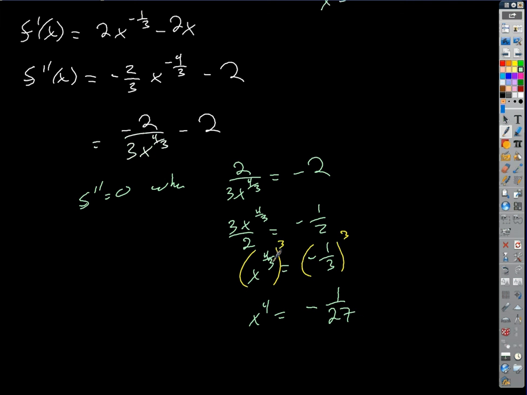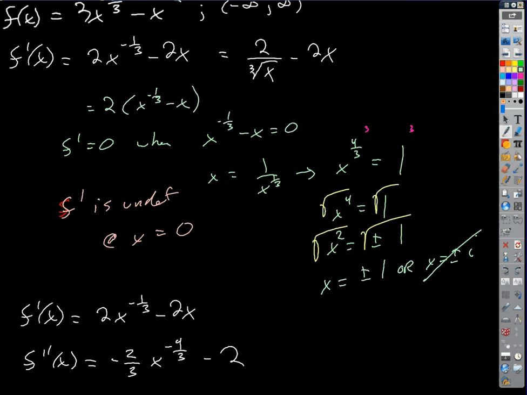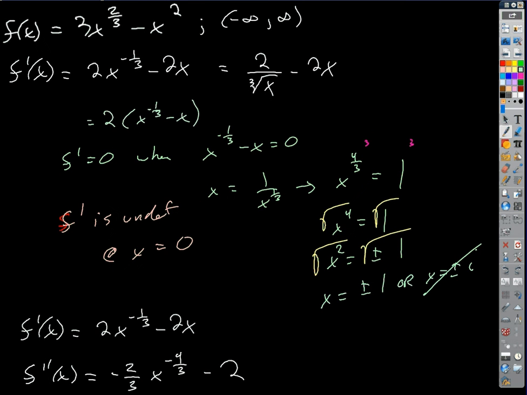If I'm taking both sides to the 3/4 power, is that an even or an odd power? It's an even power, right? And you can't take a negative number to an even power. So are we getting any critical numbers of the second derivative? We are not. All right, so then let's just gather up all this stuff here.